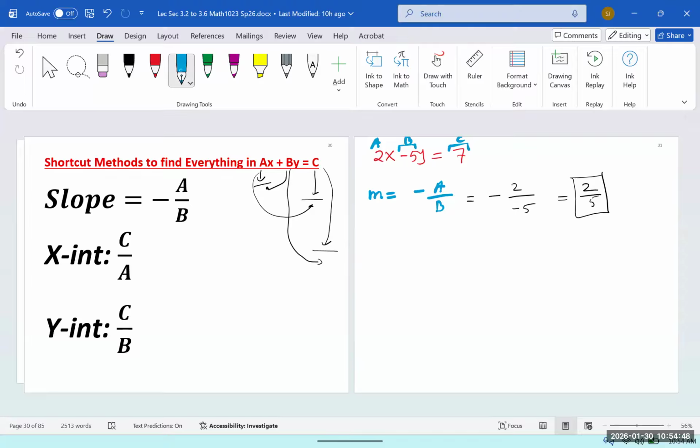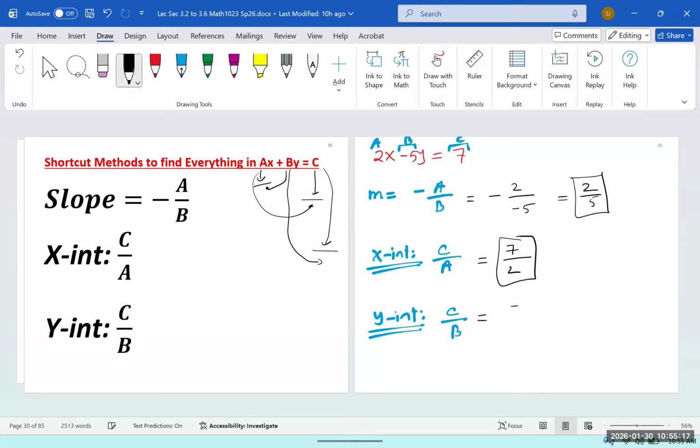For x-intercept, it's c over a. So our c is 7, a is 2. Here's our x-intercept. Y-intercept is c over b. So again, our c is 7, our b is -5, and we cannot reduce this, so this is our y-intercept.